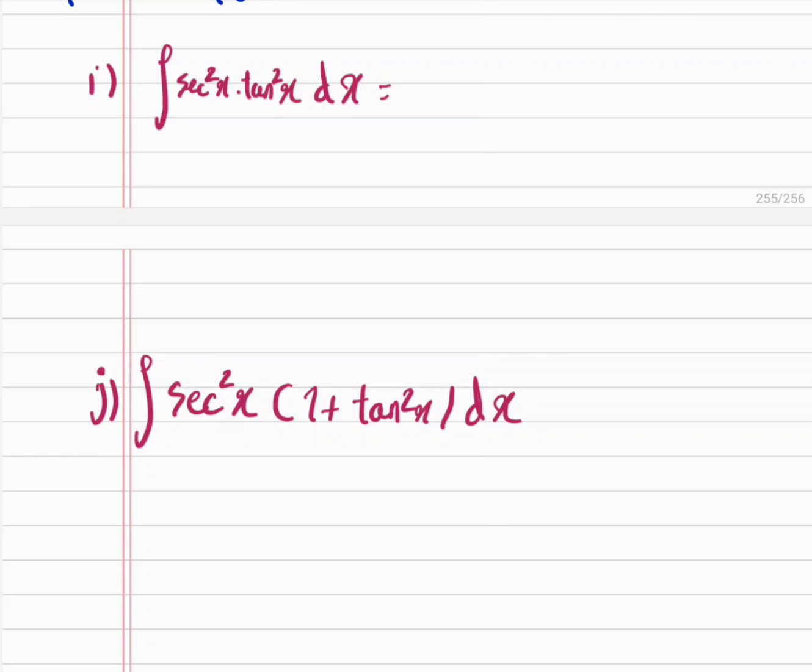This one is a bit less obvious compared to the previous examples. Here we have sec squared x times tan squared x, and when we look at this, there's actually not a very helpful way to use trigonometric identities. So the best way here is using the reverse chain rule essentially. And the trick is to remember something very, very important: if you differentiate tan x, you get sec squared x. So that's very important to notice.